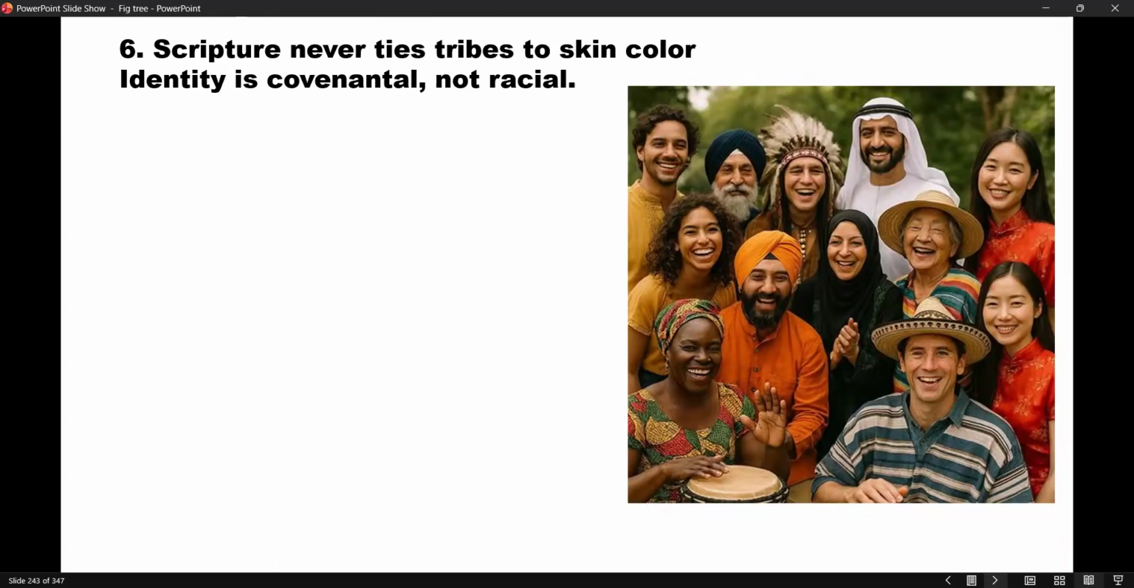Scripture never ties tribes to skin color. Identity is covenantal, not racial. That's what God's looking at. He's looking at, are you in covenant with him? It doesn't matter what you look like. That can't save you. This is why the Mashiach came and changed the whole game.